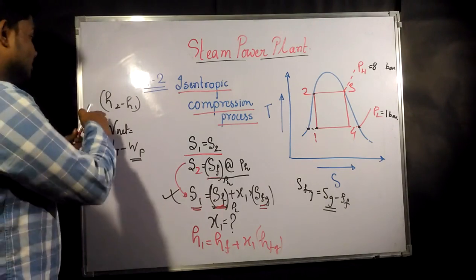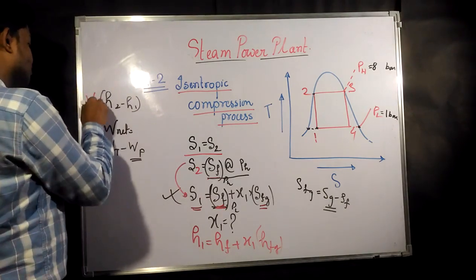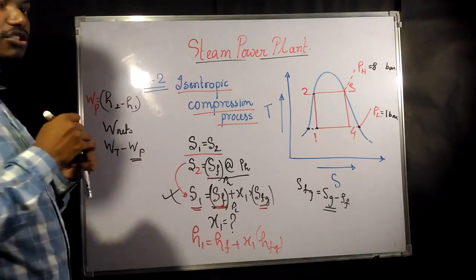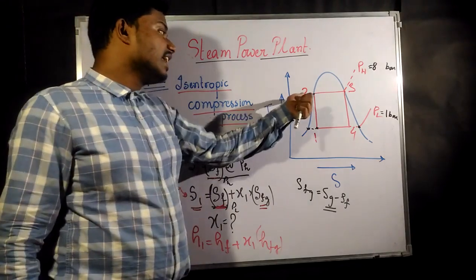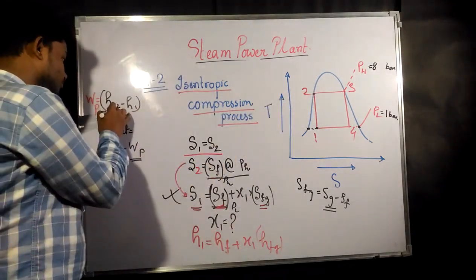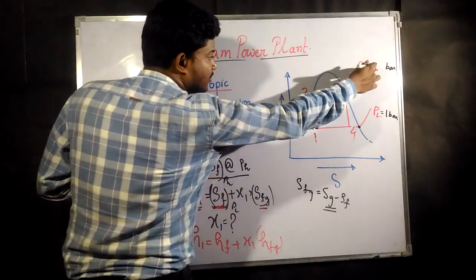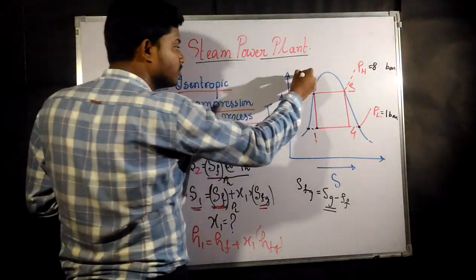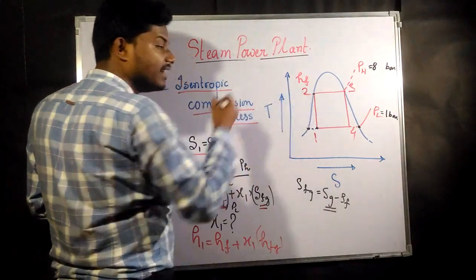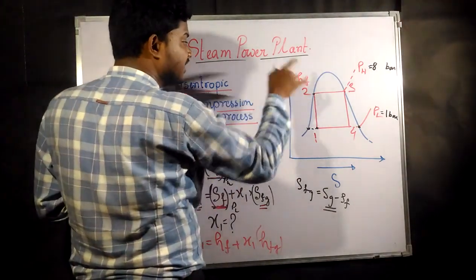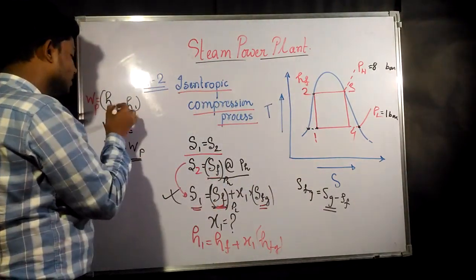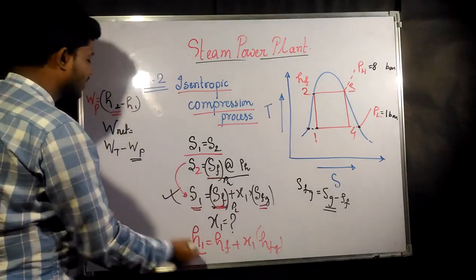So this is nothing but work done by pump. Work done by pump is what? H2 minus h1. And how can you find H2? In a similar way, H2 is nothing but at higher pressure. That means at 8 bar pressure, what is going to be the value of hf at the fluid line, the value of enthalpy? That is going to give you your H2, and H1 you will find from here.